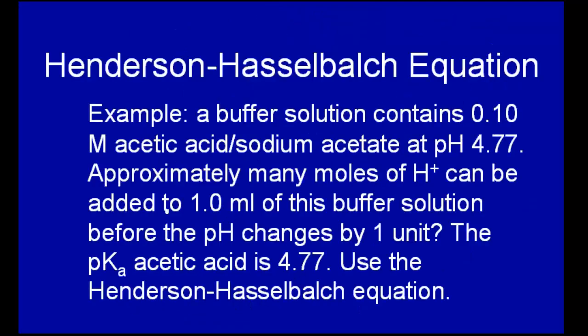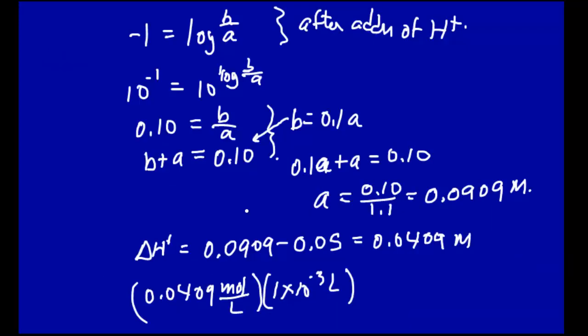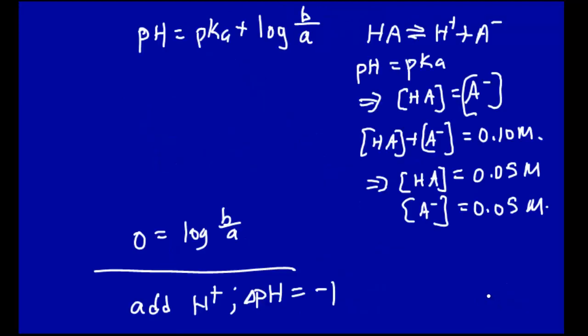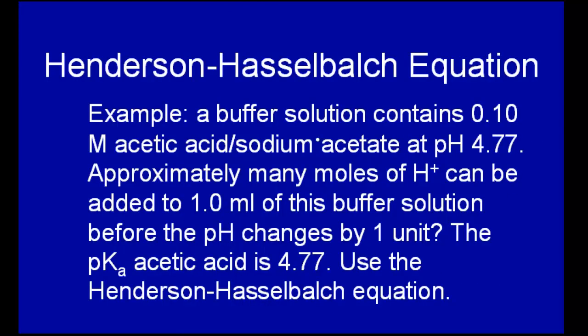Okay, let's go back to the problem. We start with 1 milliliter of the buffer system, and now we're adding some H plus to change it by 1 unit. This is the calculation of buffer capacity, and buffer capacity is an extensive variable which depends upon amount. So that's why we have to figure out that. So this comes out to be 4.1 times 10 to the minus 5th mole of H plus. So when we add this many moles of H plus to 1 milliliter of this particular buffer, we'll lower the pH by 1 unit.